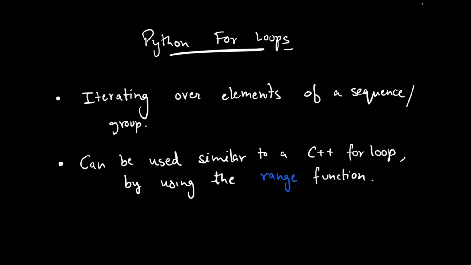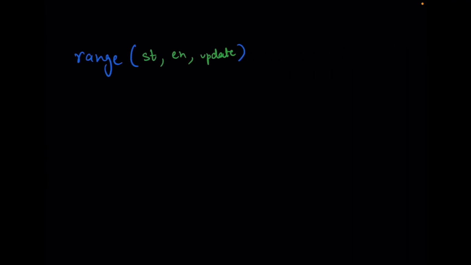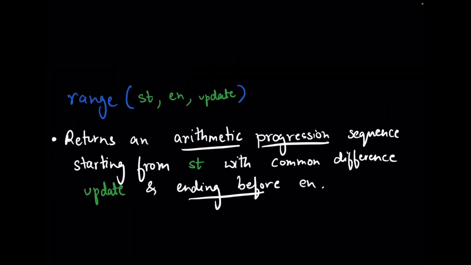Now, this is a new function that we are going to learn about right now. So let's have a look at it. The range function is a function that takes in three inputs, st, en, and update, shown here. These three variable inputs are all integers, okay? And using these three inputs, it returns a sequence of numbers, okay? So what exactly is this sequence of numbers? The range function returns an arithmetic progression sequence, starting from the first number st and with the common difference update. It returns the sequence till before the number en.